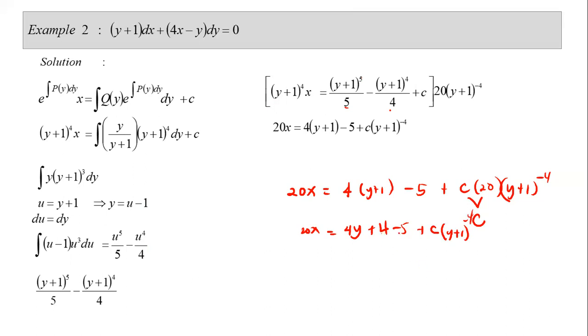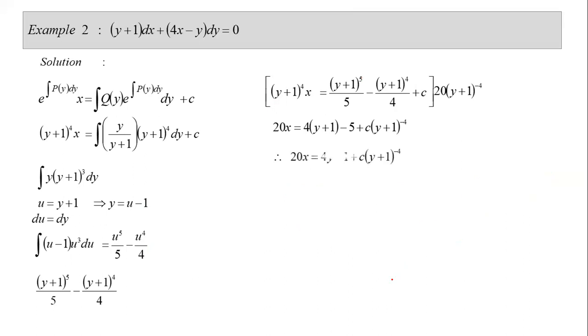And you know that this 4 minus 5 is simply negative 1. And finally, we shall have 20x equals 4y minus 1 plus c times the quantity y plus 1 raised to negative 4. And this is the general solution of this differential equation.